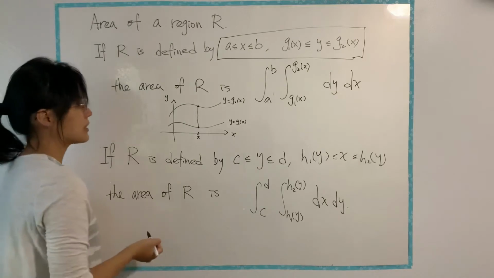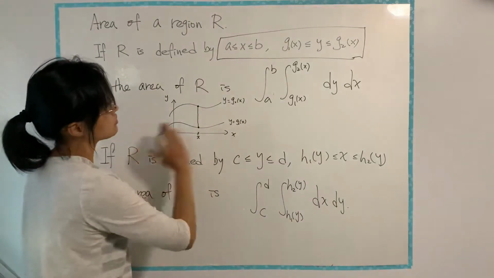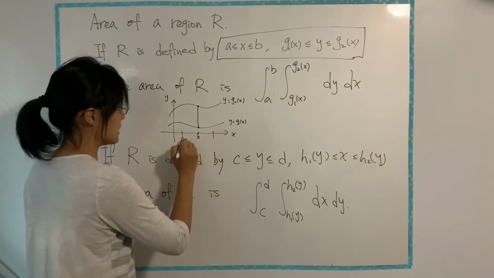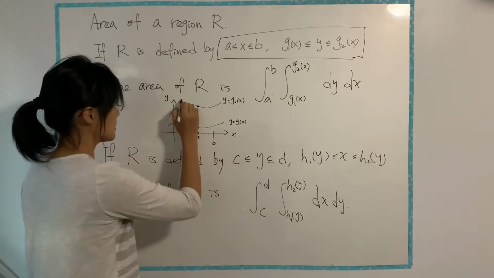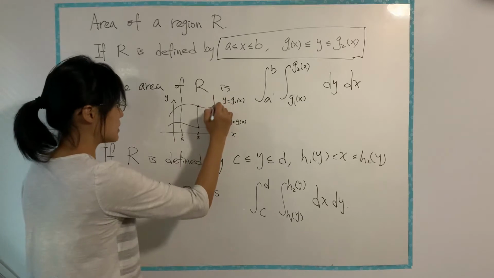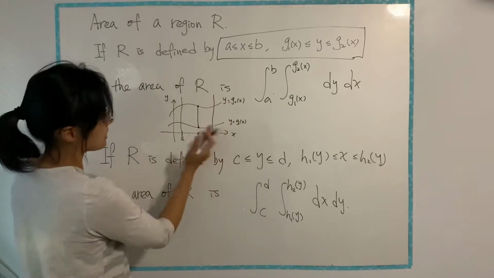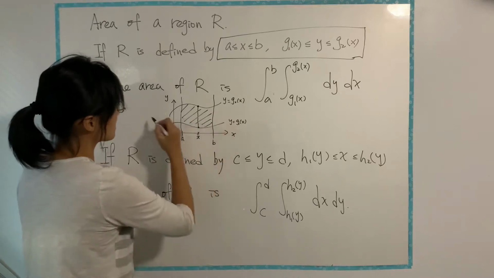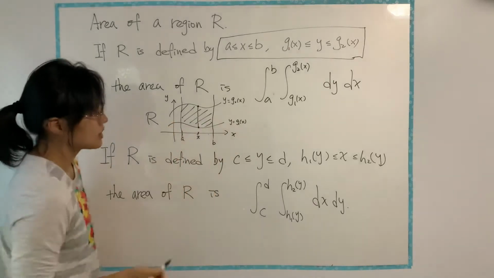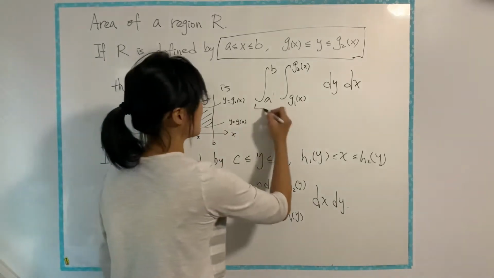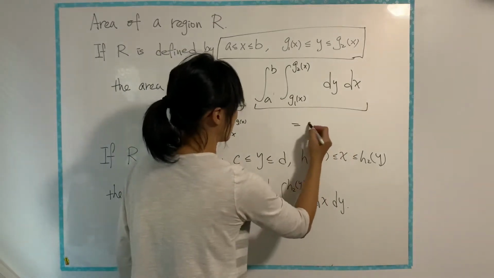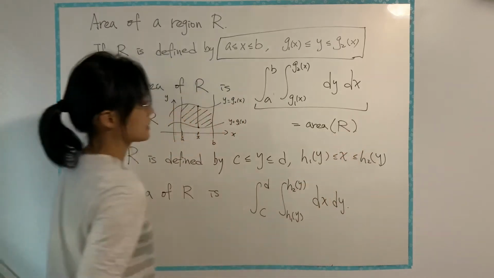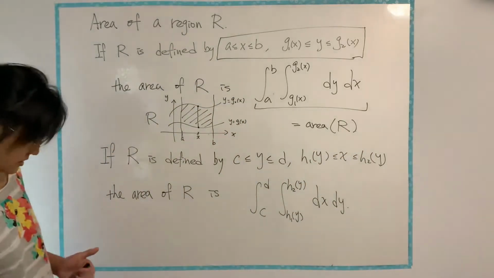But I don't want to look at any arbitrary x value. I only want the part where x is in between a and b. So I only want the part that's within this strip. So this is the region R. When I carry out this computation, the value I get is the area of R.